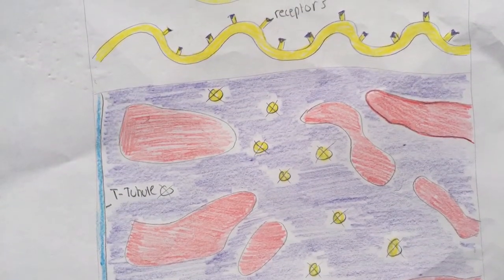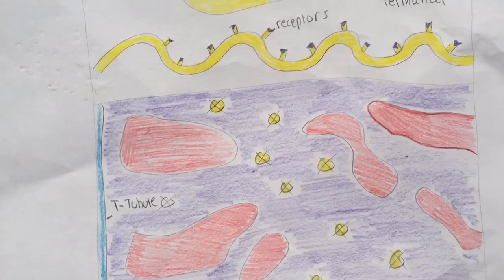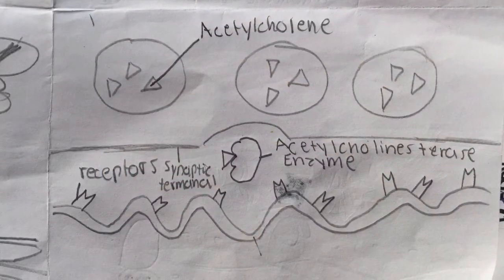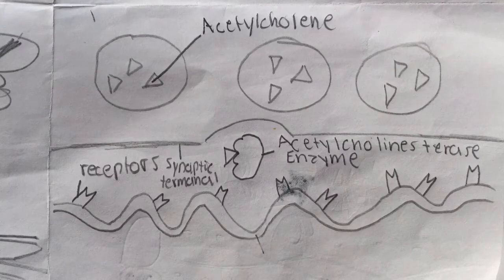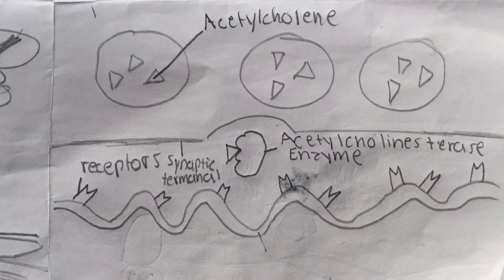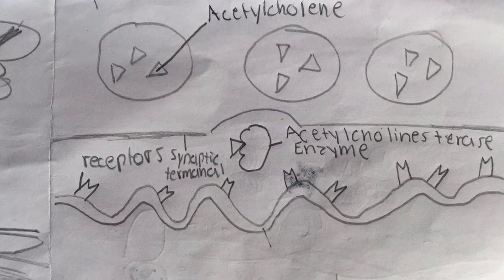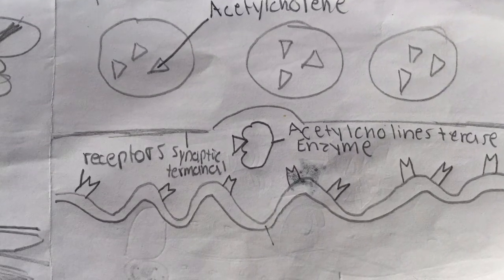However, if there are no more action potentials generated, no more calcium will be released. Then the enzyme acetylcholinesterase will remove acetylcholine from the motor end plate, and all action potential transmission on the muscle fiber will end.